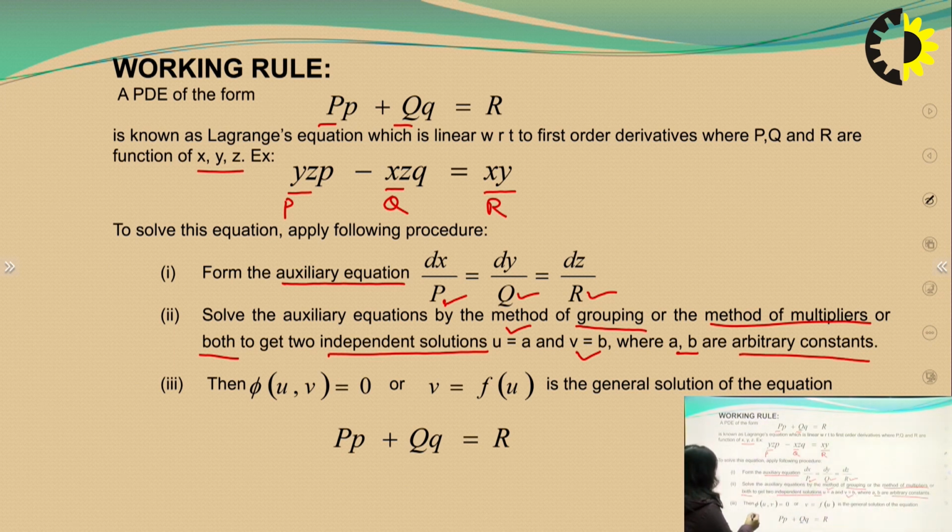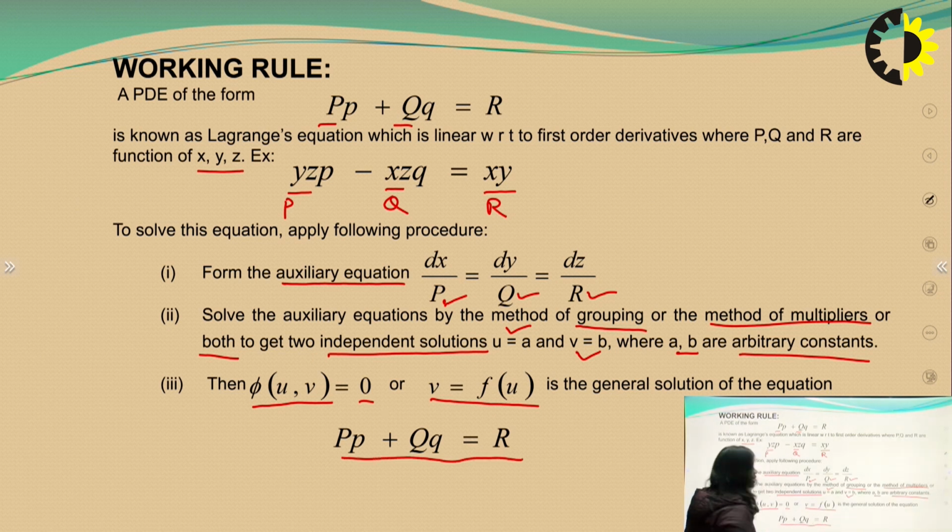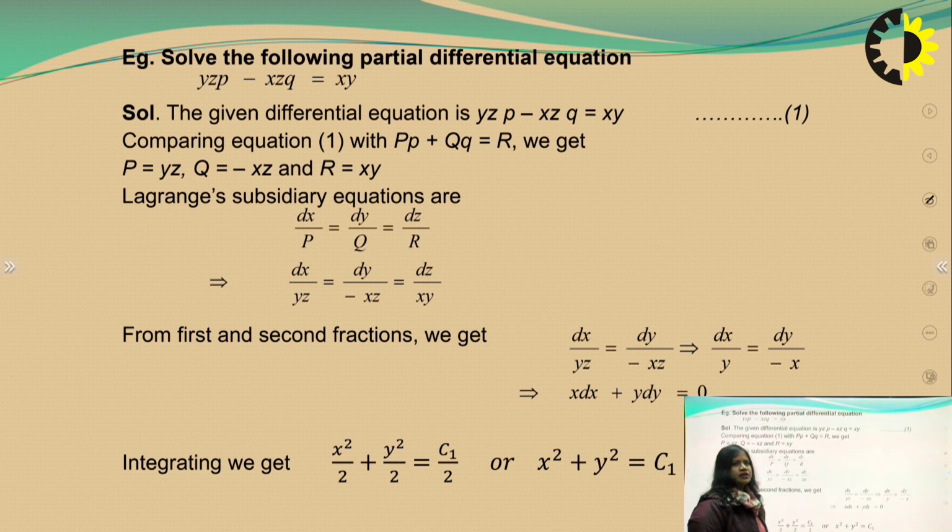Then the complete solution is given by some function of u, v equal to 0 form, or in some cases it can be written as v equal to f of u. So this is the general solution of the equation which we have taken, that is Pp plus Qq equal to R. Now to understand this concept better, we will consider an example.